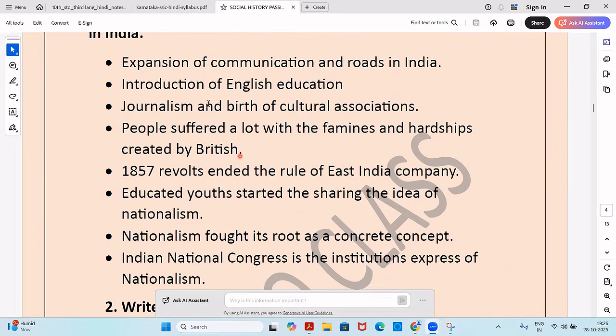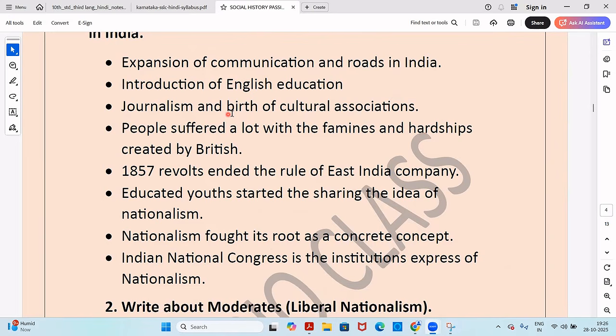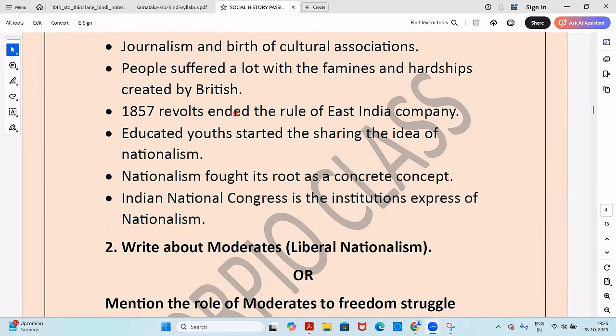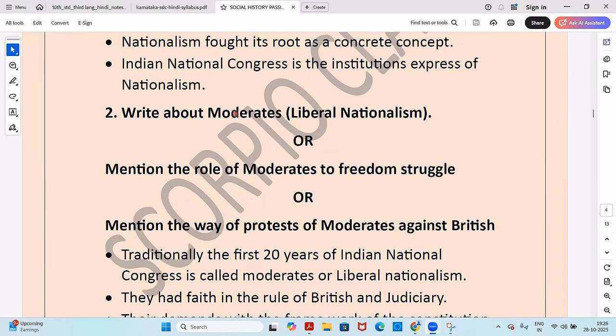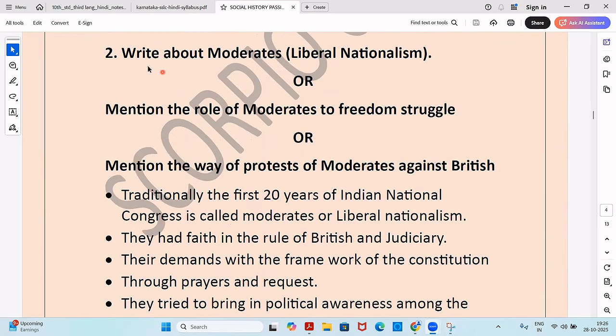So these are the points which are given in very short. You can remember it, okay? And you can write it for any of the three questions which is asked. Now let's move to the second question. Again, similarly, you have three questions in different forms and the answer remains the same.